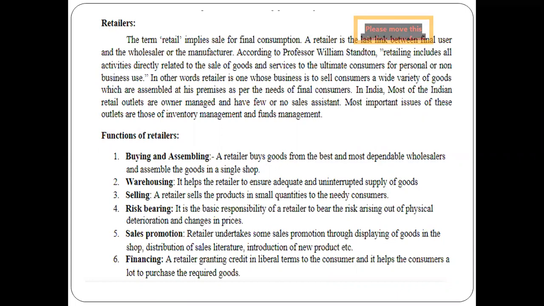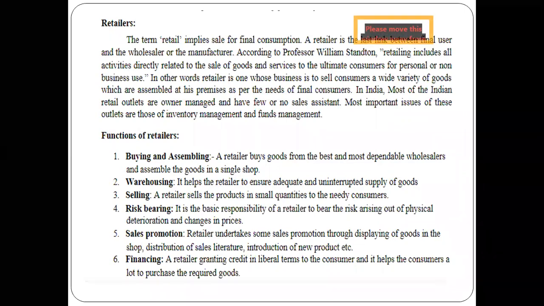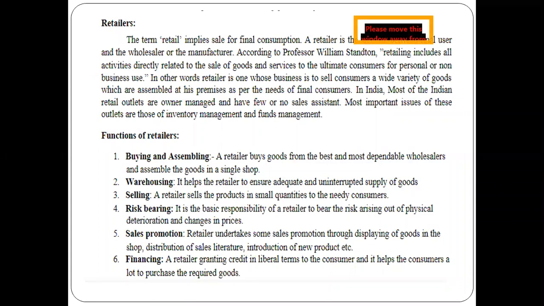He bears the basic responsibility, the risk arising out of physical deterioration and changes in the price. The retailer undertakes some sales promotion through displaying of goods in the shop, distribution of samples, and introduction of new products. A retailer grants credit on liberal terms to the consumer, and it helps the consumer a lot to purchase the required goods.